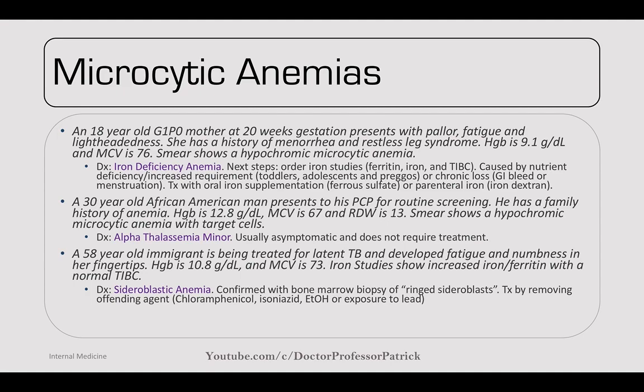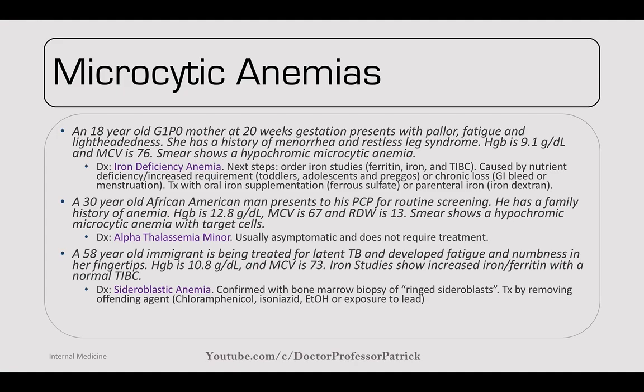And it's caused by nutrient deficiencies or increased requirements. For instance, as a pregnant mother, toddlers, and adolescents when they're growing large amounts. It can also be caused by chronic loss of GI bleeds or menstruation, and it can be treated with oral iron supplementation like ferrous sulfate. A lot of people don't tolerate this as well. It causes a lot of GI upset and constipation. So you can try parenteral iron like iron dextran. And it's also associated with restless leg syndrome. So if you have someone with restless leg, consider checking an iron study on them.